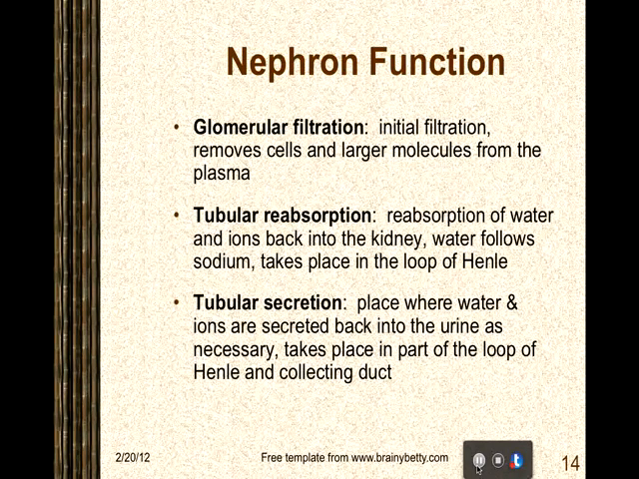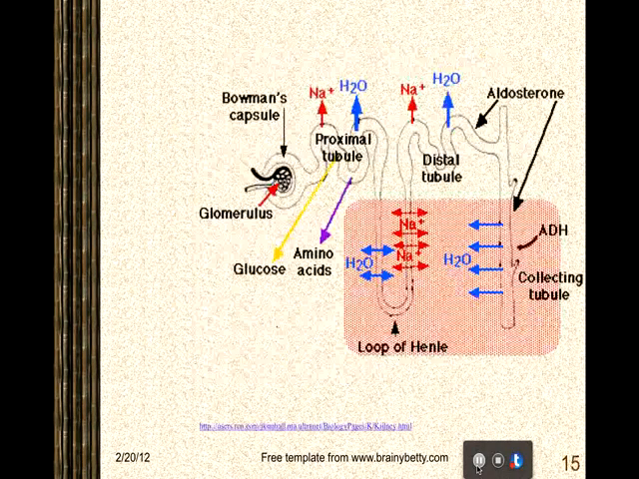In the tubular secretion, some of the water and ions are put back into the urine as necessary. This filtering process occurs as the fluid passes back and forth across a membrane. This secretion takes place in the ascending part of the loop of Henle and the collecting duct. This is all driven by the concentration gradient formed as you move through the kidney.